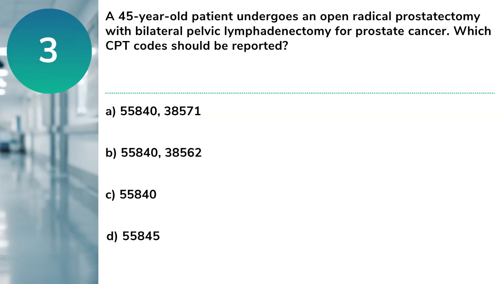Question 3. A 45-year-old patient undergoes an open radical prostatectomy with bilateral pelvic lymphadenectomy for prostate cancer. Which CPT codes should be reported? A. 55840, 38571. B. 55840, 38562. C. 55840. D. 55845.